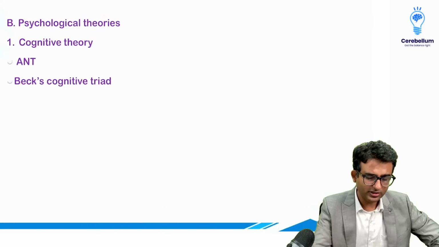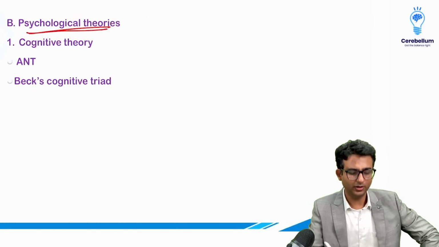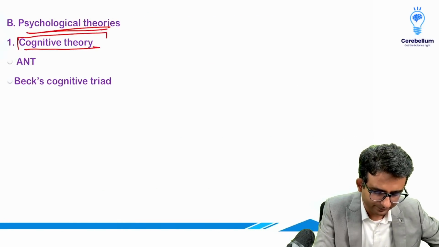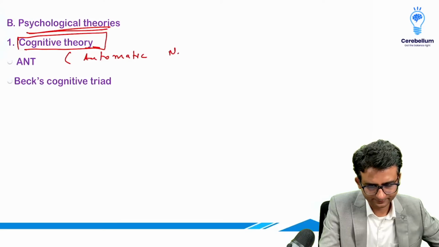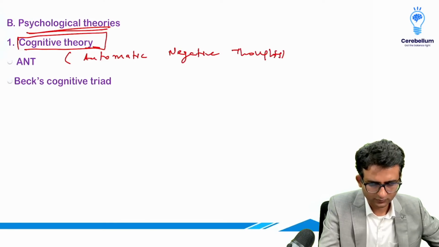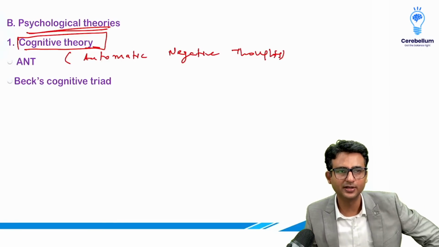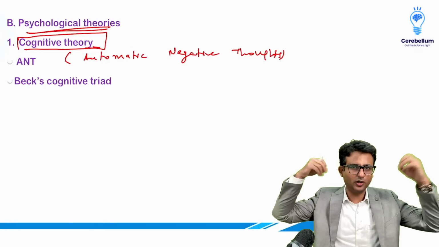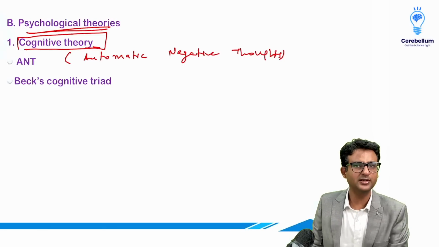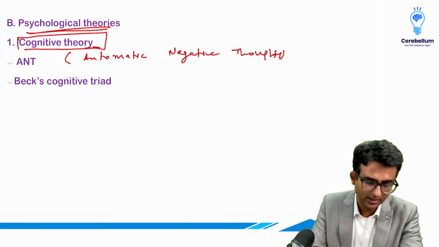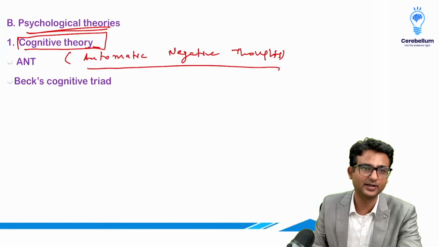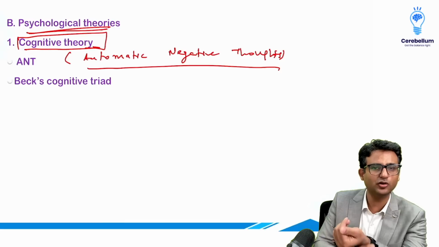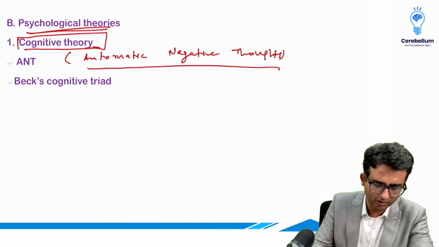There is a psychological theory also, called the cognitive theory. It says automatic negative thoughts cause depression or maintain depression. It says that the patient keeps on getting negative thoughts in mind, because of which they develop and maintain depressive symptoms. Out of many negative thoughts, there are three thoughts which are most important, and these are called Beck's cognitive triad. What are these three thoughts?